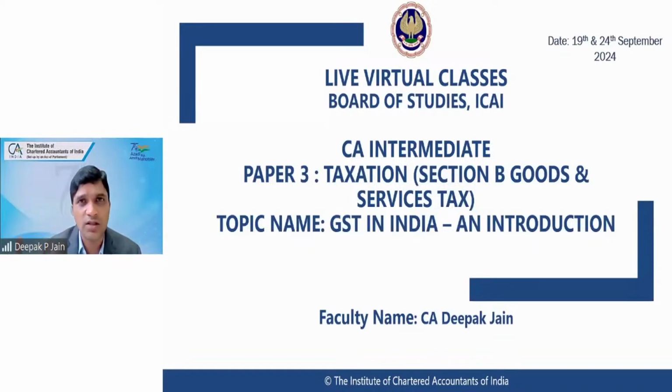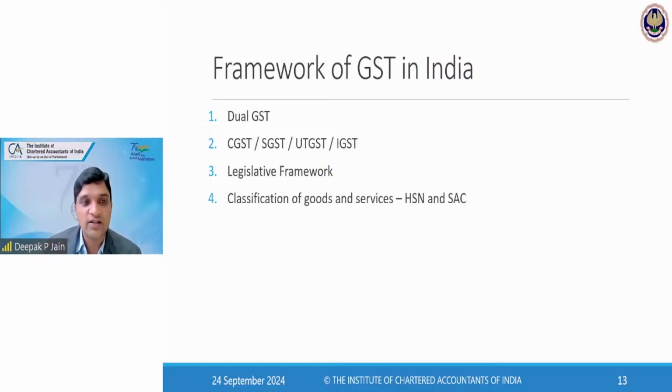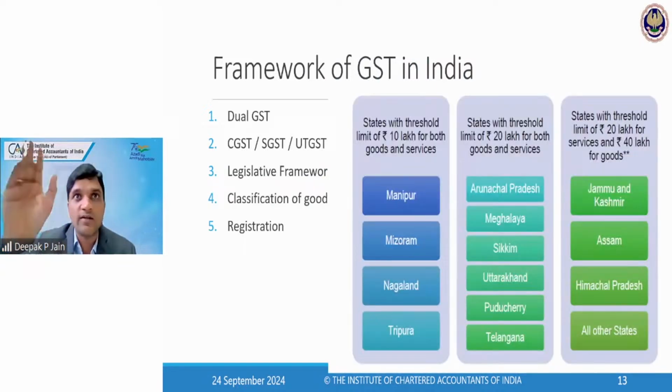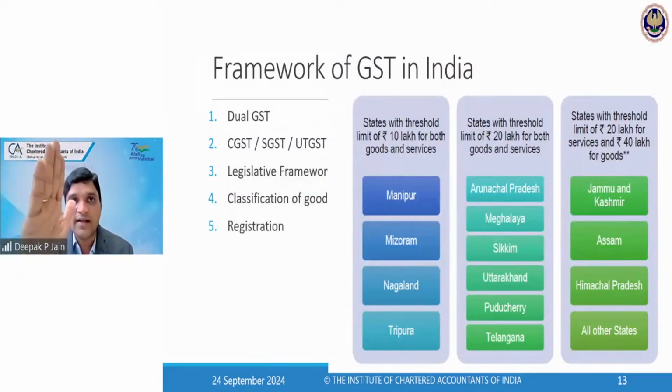And we understood what an interstate transaction is, what an intrastate transaction is, and the various aspects of GST in India, what the various tax laws are. And we are then discussing the framework of GST in India. We were on this slide on registration. We understood that there are three different categories for registration. In some states, first 4 states, the limit is 10 lakhs. The other 6 states, the limit is 20 lakhs. And then for all the rest of the states, for services it is 20 lakhs, and for goods it is 40 lakhs. So that is the limit for registration.